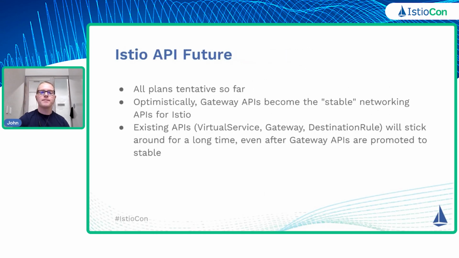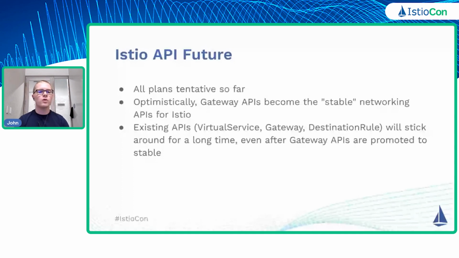All right. Finally, I want to talk about where the API is going. So like I mentioned before, the API is moving to beta soon, but it's still in alpha, right? It's still fairly early, so all of our plans are a bit tentative, waiting to see where the direction of the API goes, how adoption is, all that sort of thing. But optimistically, certainly from my perspective, as I'm a big fan of the API, we're hoping that the Gateway APIs become the stable networking APIs for Istio. So you could imagine in the future, all of our docs where we go through traffic shifting, all those sorts of things, recommend using the new APIs as the default mechanism.